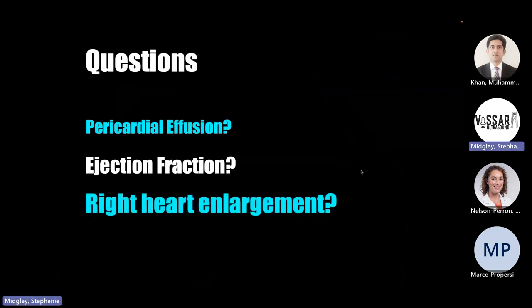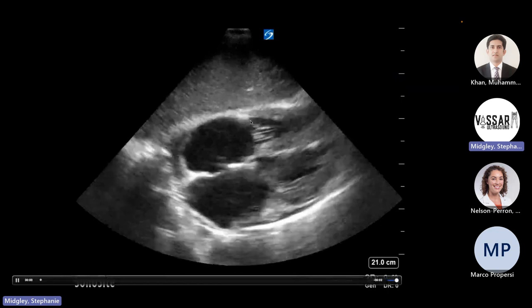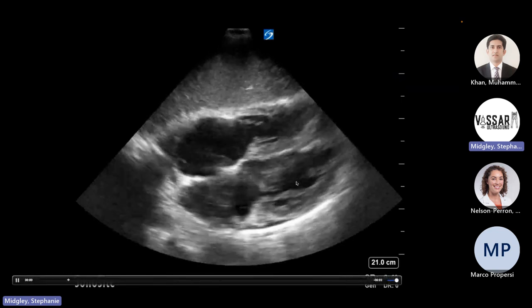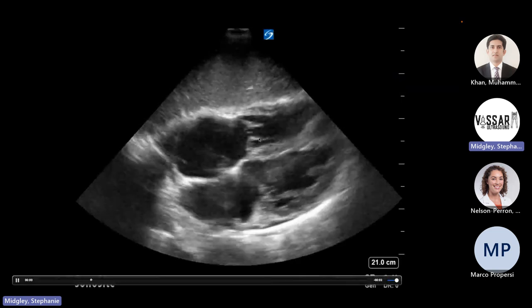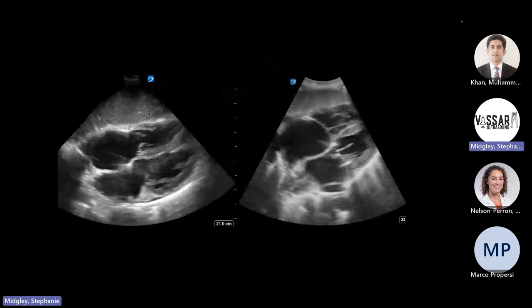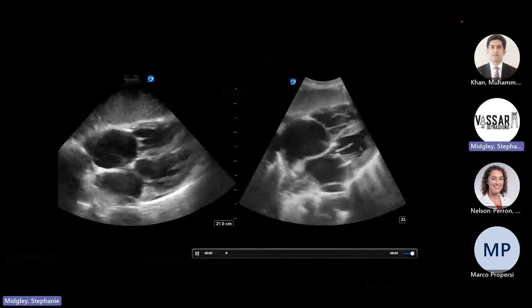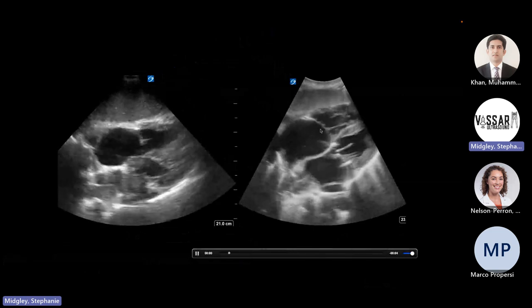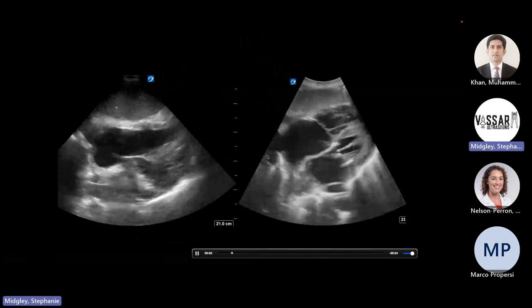When it comes to looking for right heart enlargement, like pulmonary hypertension or acute PE, we're looking at the size of the right ventricle to the left ventricle. If you don't want to remember too much, just know that your left ventricle should always be bigger than your right ventricle. That's normal. Once your right ventricle gets bigger than your left, you're looking at some sort of right-sided pathology, whether it's PE, if they're coming in with acute shortness of breath, or pulmonary hypertension.